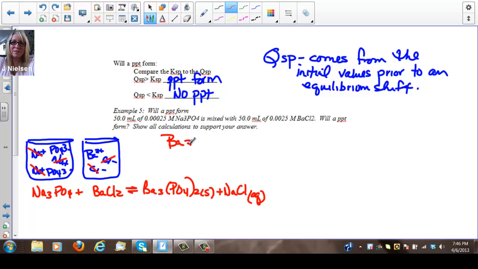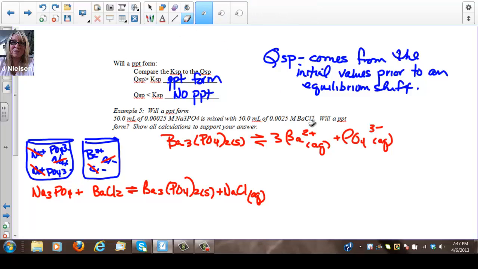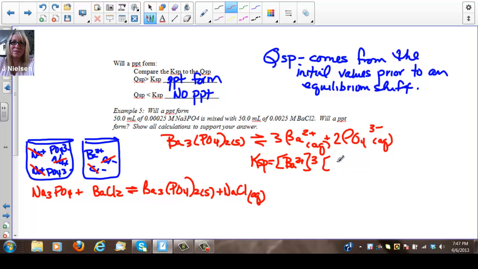So Ba3(PO4)2 solid dissociates into 3 Ba2 plus aqueous and 2 PO4 3 minus aqueous. So my Ksp is going to equal Ba2 plus cubed times PO4 3 minus squared.